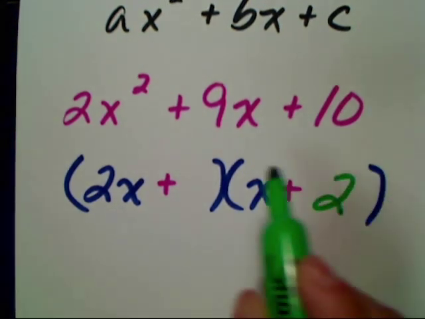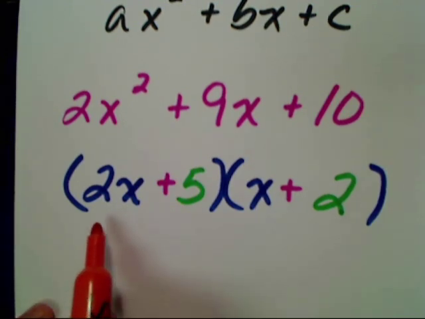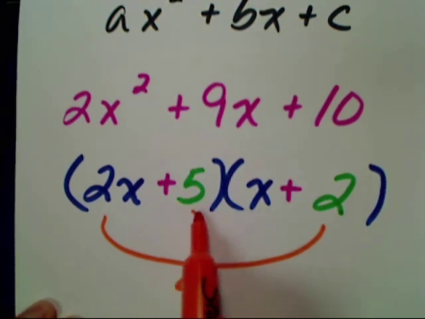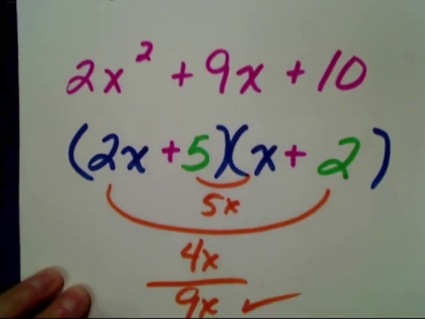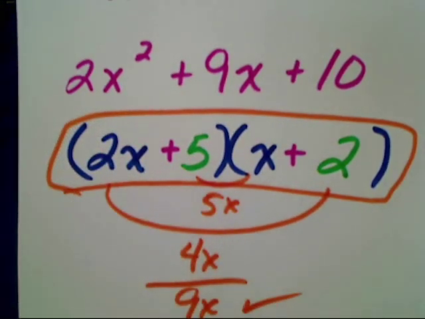So let's put the 2 here and the 5 here, and see what happens when you FOIL it. Notice how I just mentally went through my combinations to see that, hey, I can't use a lot of those. So here I have 4x, and here I have 5x, and 5x plus 4x is 9x. That's what I was looking for. So this is my factored form of this trinomial.